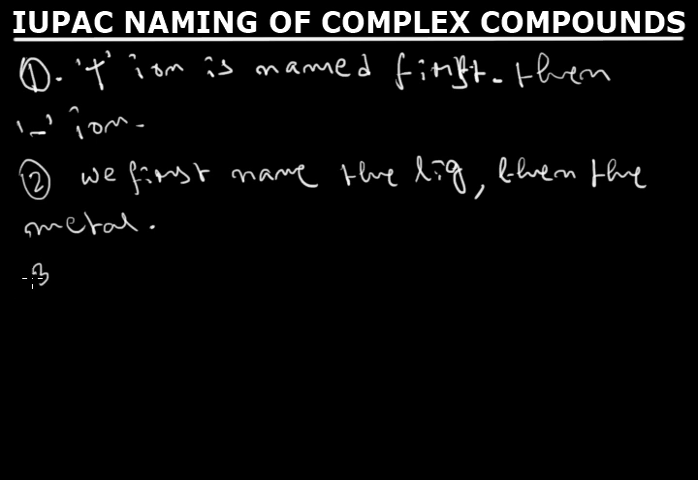Number 3. After the name of the metal, its oxidation state is written within a bracket. If the oxidation number is 2, in the bracket we write Roman II. If the oxidation number of the metal is 3, in the bracket we write Roman III, etc.